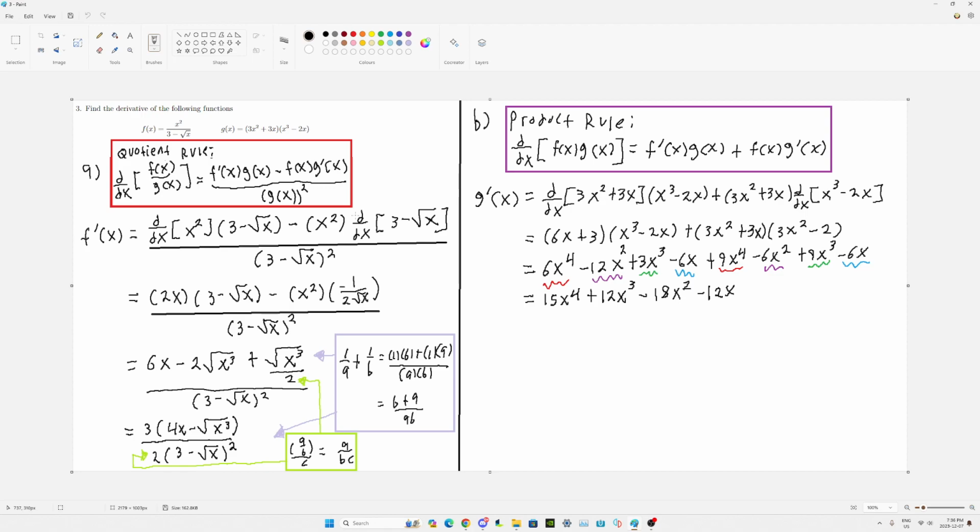Find the derivative of the following functions. So the first function is going to use the quotient rule. You could technically use the product rule. You could rewrite the function like this. Use the product rule and the chain rule and the power rule. And yeah, it's just a mess. I wouldn't do it this way.